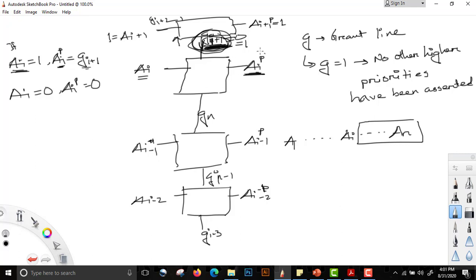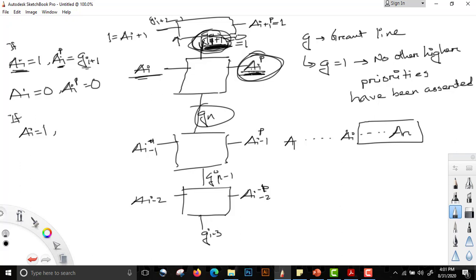Now this one output we have determined, and there is another output logic. What would happen to Gi? Again, in case of Gi, we see if Ai is equal to 1, then what happens? It has the capability of making this 0. It has a capability of making this 1. Aip can be 1 if Gi plus 1 is equal to 1. Aip can be 0 if Gi plus 1 is equal to 0.